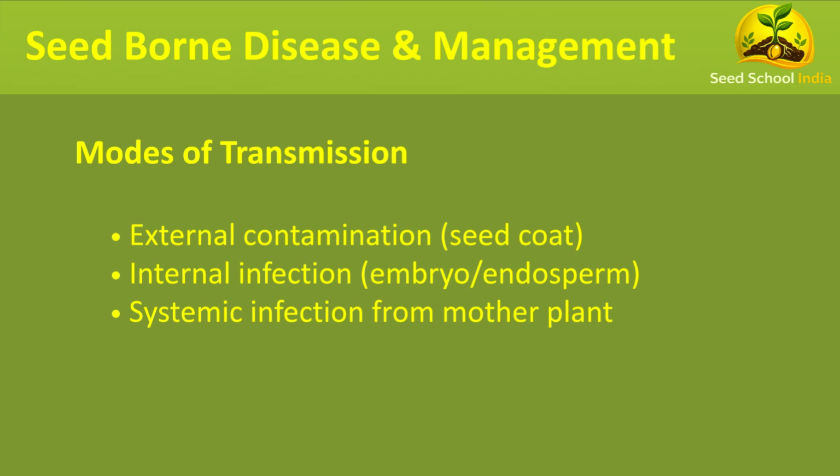Seed-borne pathogens can be transmitted in different ways. Some remain on the seed surface and infect the seedling after germination. Others are present inside the seed tissues and grow along with the plant. In some cases, the pathogen infects the mother plant and gets transferred systemically into the developing seed.